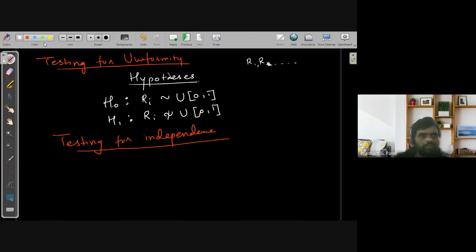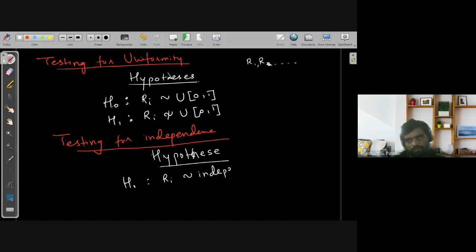Here we use the hypothesis: H0, if Ri is independent, and H1, Ri is not independent. So this is the hypothesis we are following to test.